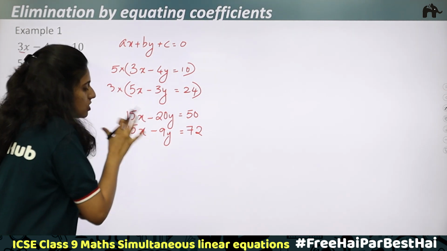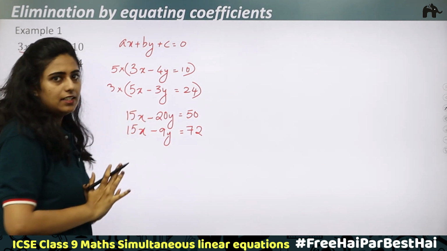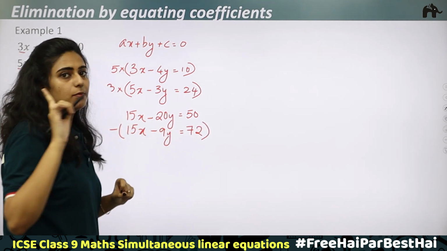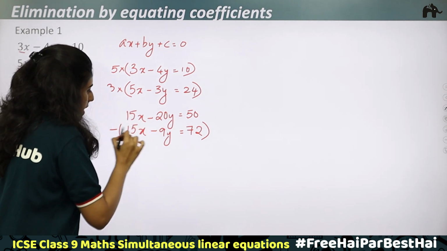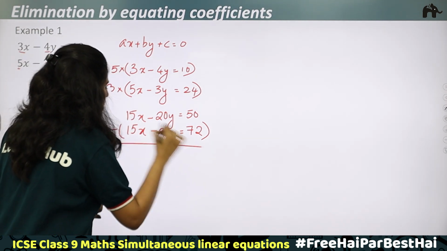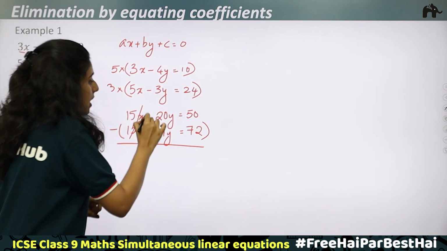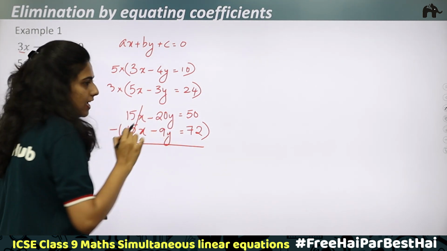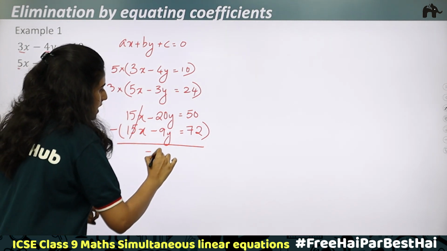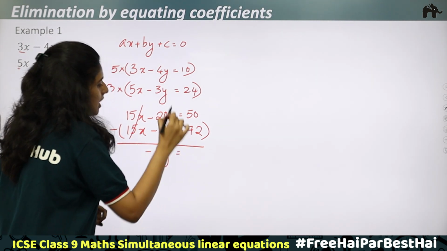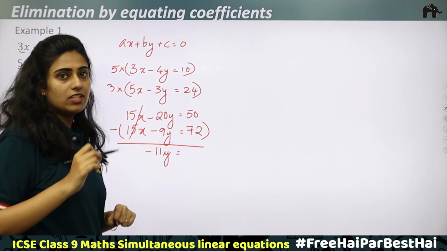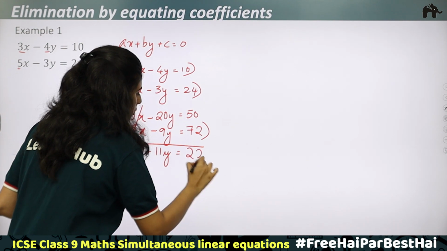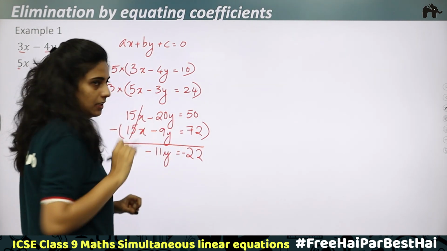Next step, we are going to remove the x containing terms. For that, I am going to subtract the second equation from the first equation. 15x minus 15x becomes 0, so this term cancels. Then you have minus 20y, minus of minus, plus 9y. How much do we get? We get minus 11y. 50 minus 72 is what? Minus 22, because 72 is greater.